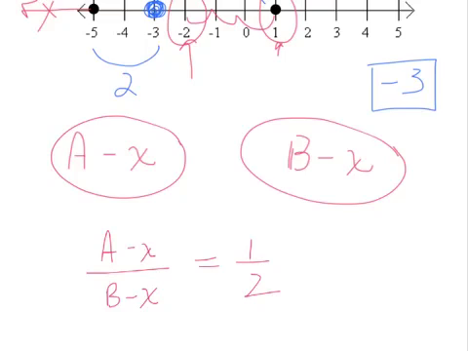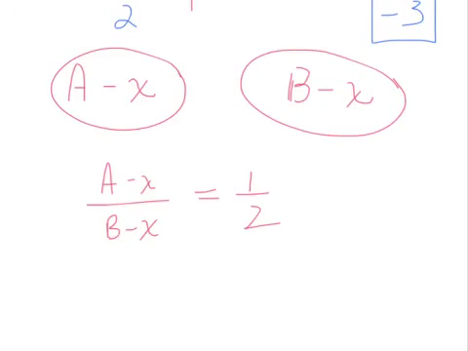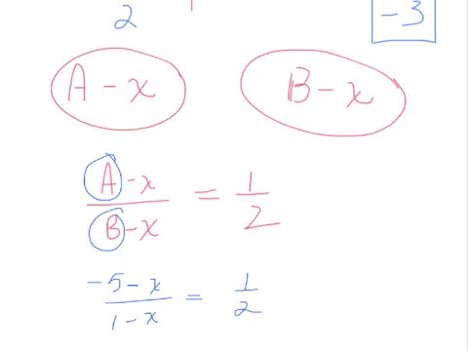Now we know what A is and we know what B is. A is -5 and B is 1. So we can plug in and just solve for X. It's a bit interesting to look at this method, but it does work. And if we tried it with the earlier part, where we got -3 for our answer, and did it the same way, it would have also worked, and we can prove that in a moment afterward. Let's plug in. A is -5, so that goes in here, and B is 1. So we have -5 minus X over 1 minus X equals 1/2.